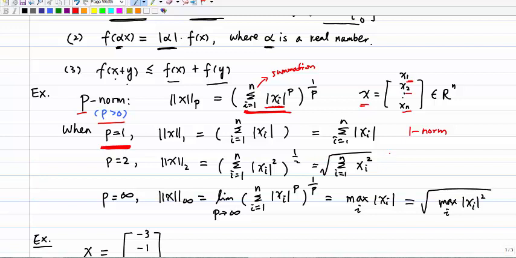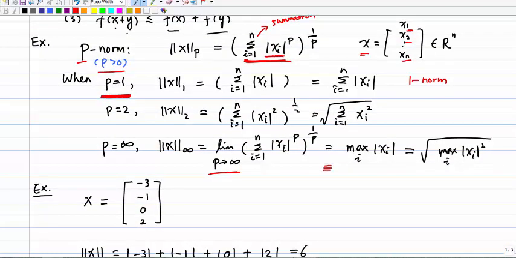That's the 2 norm. The last one is the infinity norm, which means p goes to infinity. Here we replace p by infinity. The computation is the same, but a little bit complicated: I have xi to the p, I take the limit as p goes to infinity, and take the power of 1 over p. This is just equal to the maximum of the absolute value of xi. I don't want to go into too much detail about why that's the case.